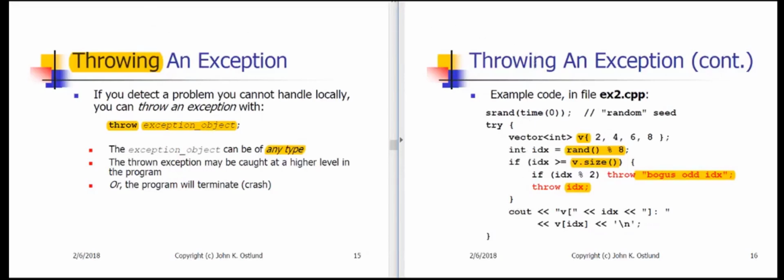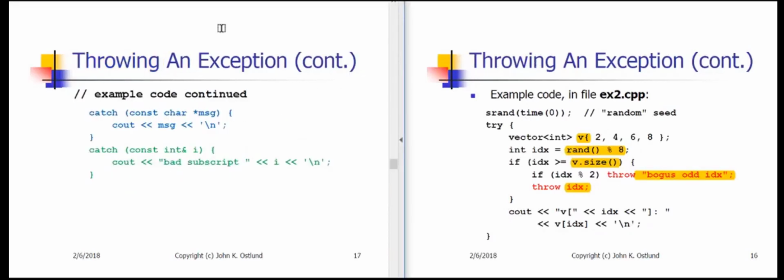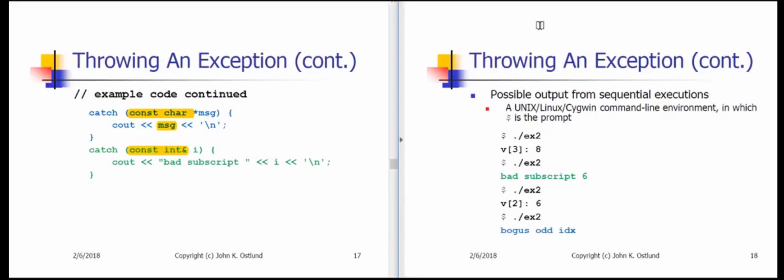In the remaining part of this code on slide 17, I have a couple of catch blocks set up below the try block, the first of which will catch a thrown string, that is, a thrown pointer to char, and simply display whatever that message is. The second of which will catch a reference to an int and print out a message saying bad subscript and whatever the int is. Here on slide 18, I have a few test executions of this little program containing this try block with these 2 throws and these 2 catches.